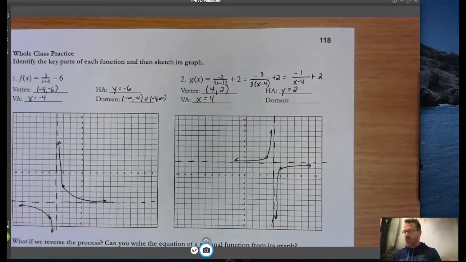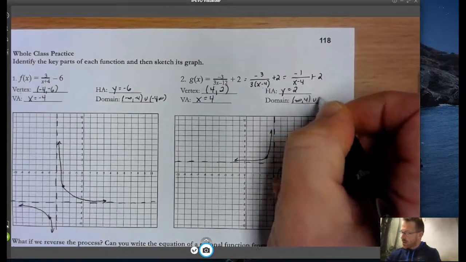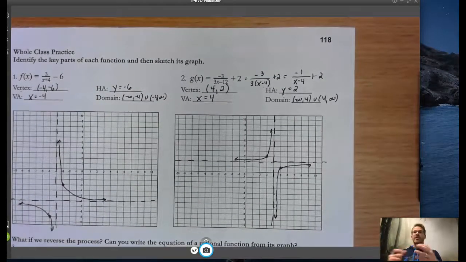And then to wrap up the problem, once again, you can see that we get every x value except for 4. So hopefully you're feeling good about graphing rational functions in HK form.